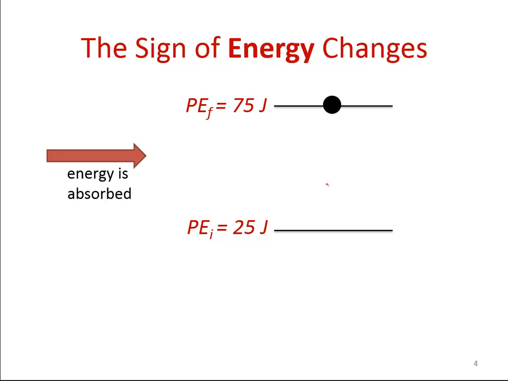So the bottom line: when a system must absorb energy to move to higher potential energy, this energy change is associated with a positive sign. And over here, I'm indicating that energy had to be absorbed by that object in order to gain 50 joules in energy.